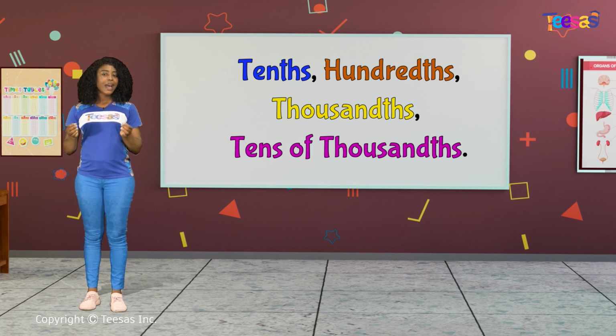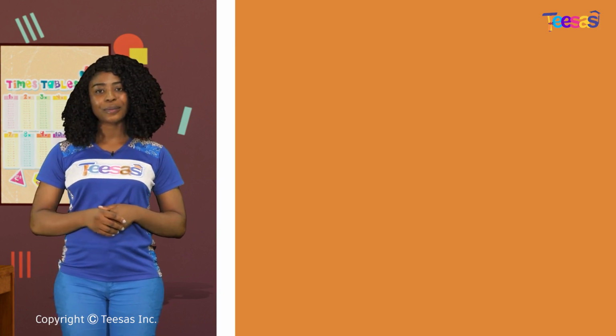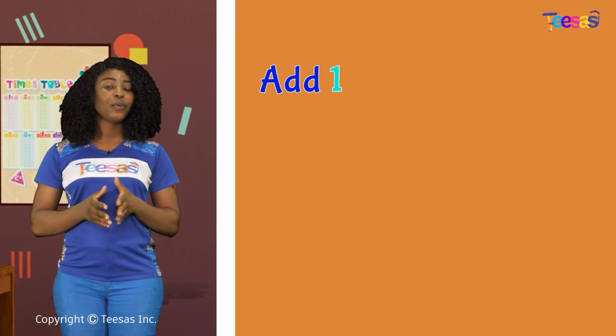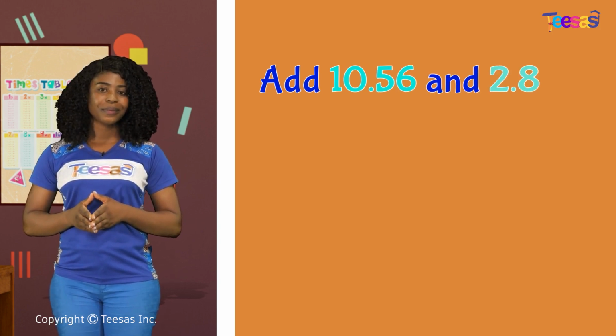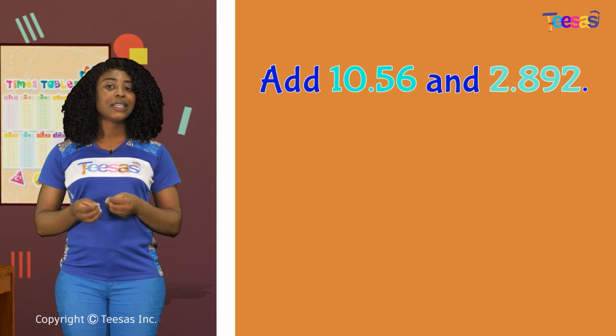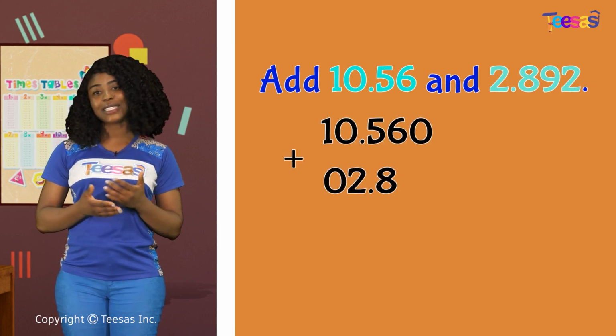Now let's learn how to add and subtract decimal fractions. The key to adding decimals is to align the decimal points. Remember, you can add zeros to the right of a decimal fraction without changing its value. Here is an example for us to try. Add 10.56 and 2.892. First, we line up the decimals and add 0 as a placeholder.